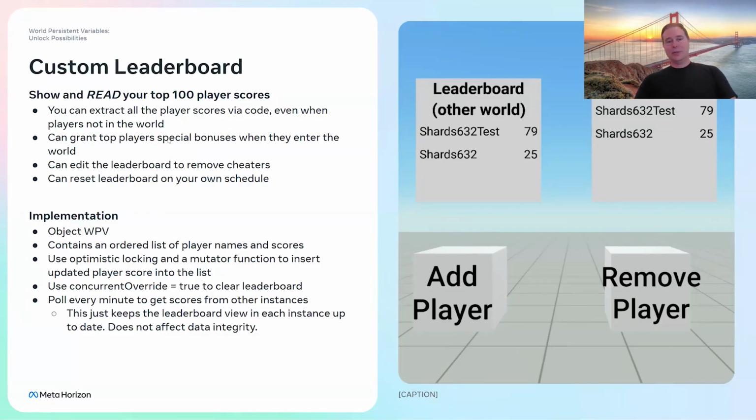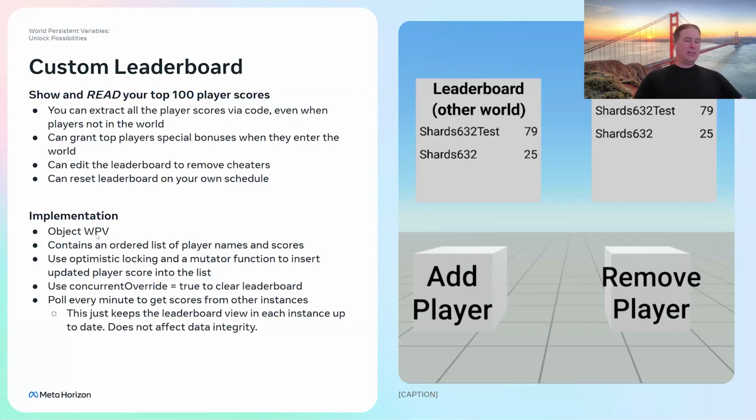When a player enters the world, if they're in the top, you can grant them a special bonus because you can read who's on the leaderboard and what position they are in. You can edit the leaderboard to remove cheaters, even if they're not in the world. And you can reset the leaderboard on your own schedule; there's an API you can just call to reset it whenever you want. So these are some useful features that you can't do currently with the leaderboard gizmo, but you could if you built your own. I made it limited to 100 players because I'm pretty sure I can fit 100 players into a 10 kilobyte WPV.